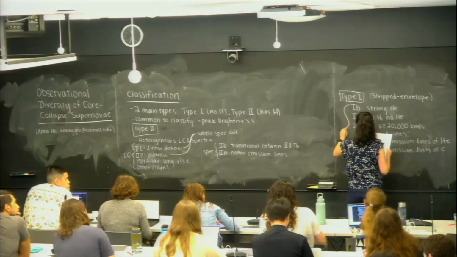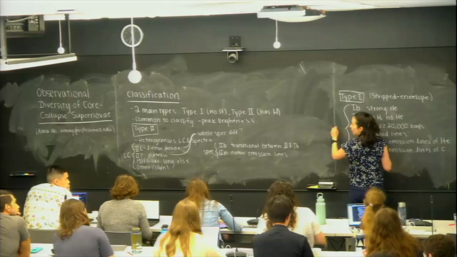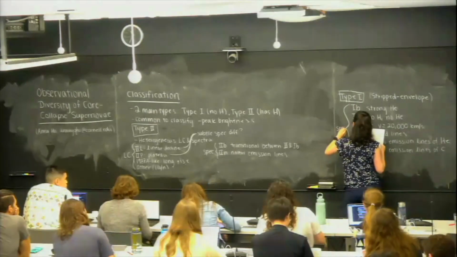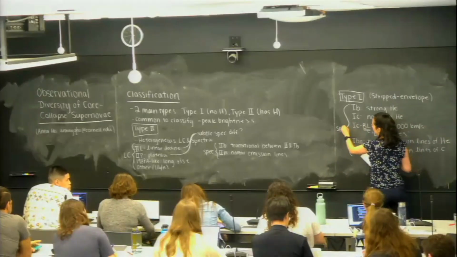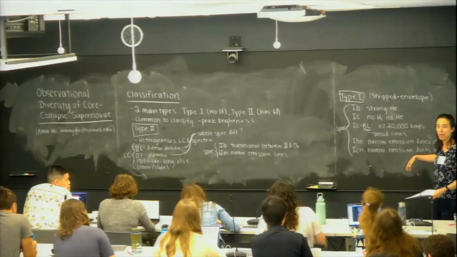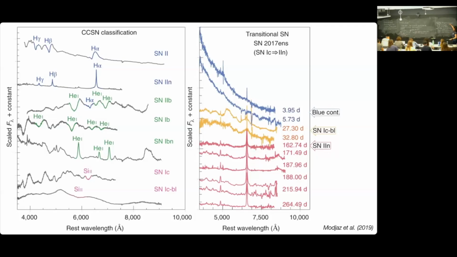Right. So these are the stripped envelope supernovae. These classifications are based on spectroscopy. This is very, very difficult to do on the basis of light curves. Okay, so let's just step through this. The 1Bs, you still see helium, just no hydrogen. The 1Cs, you have no hydrogen and no helium, at least none observed.